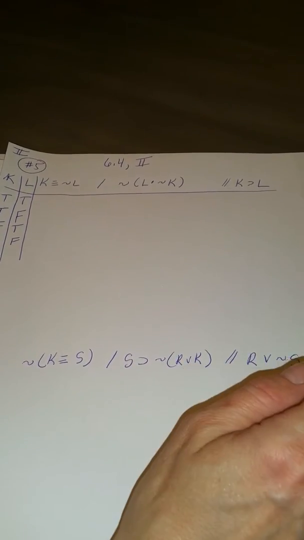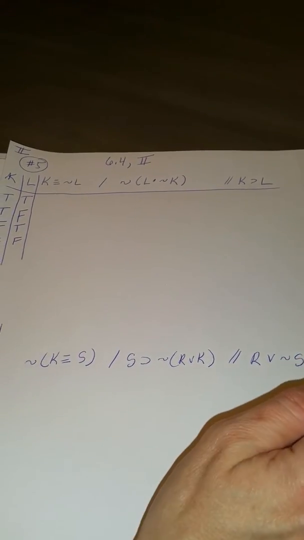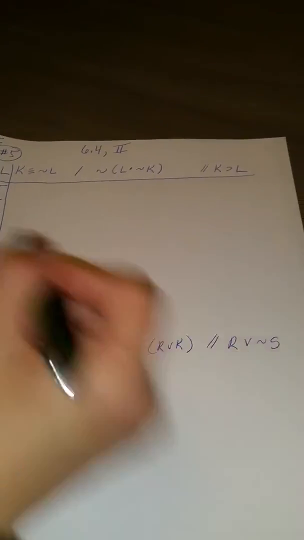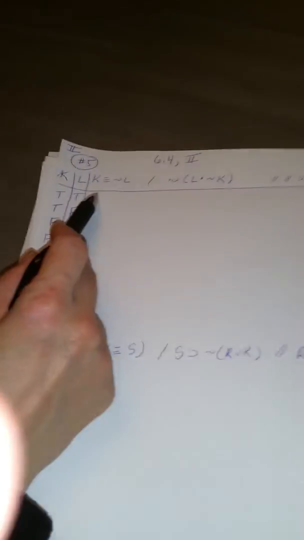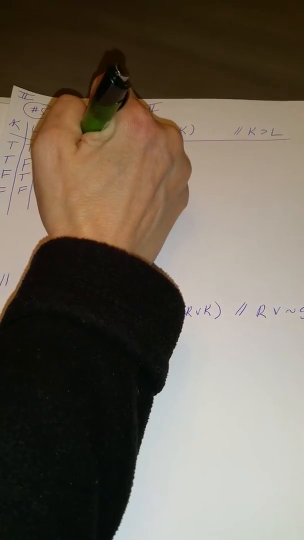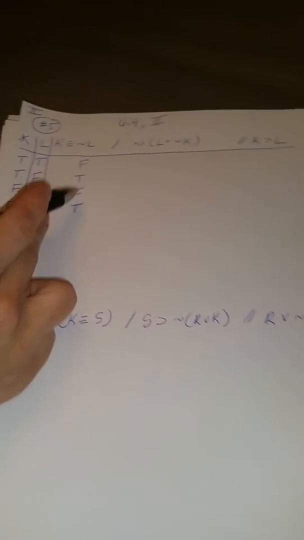So right now we just want to do it the way we would have done it in 6.3 for single statements. So make sure that you're looking at the main logical operators and using those to determine these. So in this first statement, the biconditional is your main operator. So the first thing I'm going to do is negate L. So it's false, true, false, true.